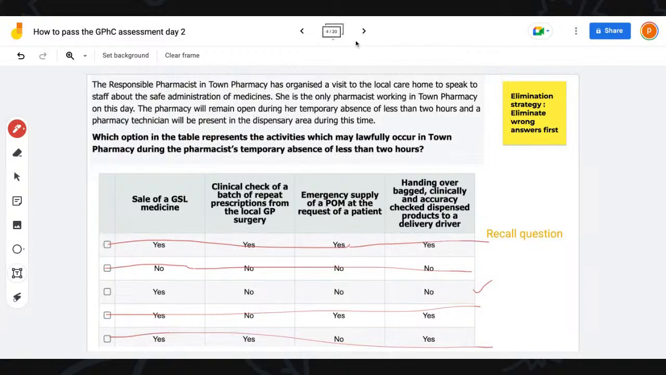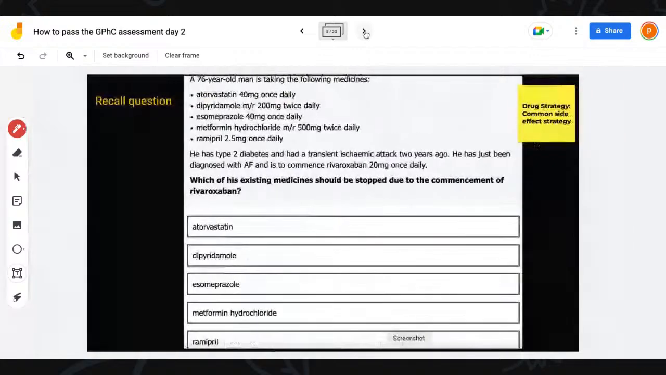Next one, question number 2. This is another recall question. So I'll give you guys a few seconds. Look at this question. The strategy we're going to use is called a common side effect strategy. With recall questions, you don't really need to stress too much about them. They don't need too much thinking. You need to identify, and in the next slides I'm going to show you your analysis type questions. So with this recall question, what's the answer, guys?